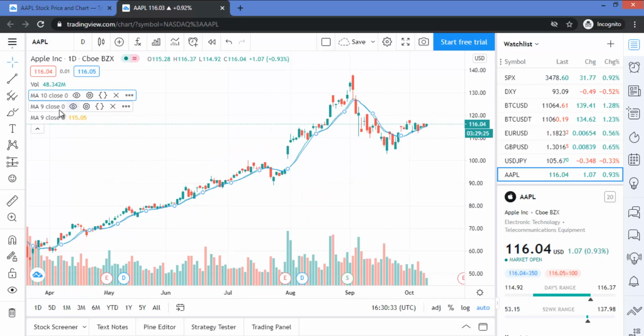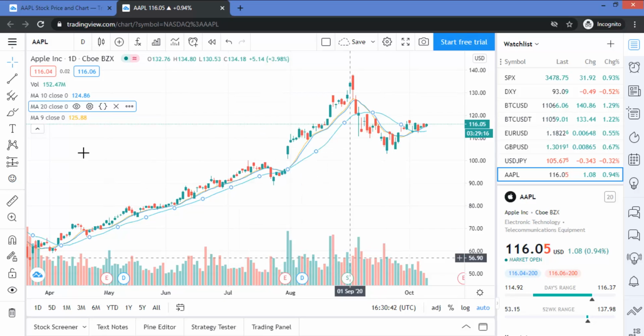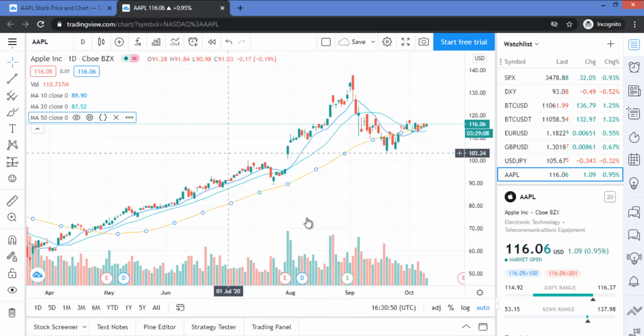We are going to have three different moving averages. One of them is going to be 10, another one I'm going to make a 20-day moving average, and let's make the other one a 50-day moving average, and let's check out the results.